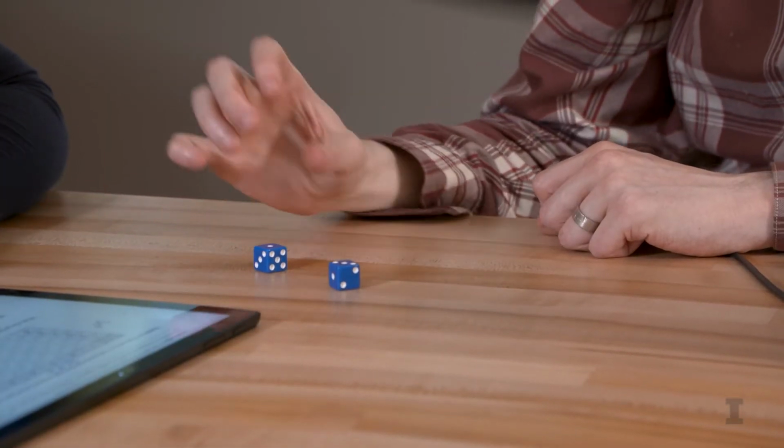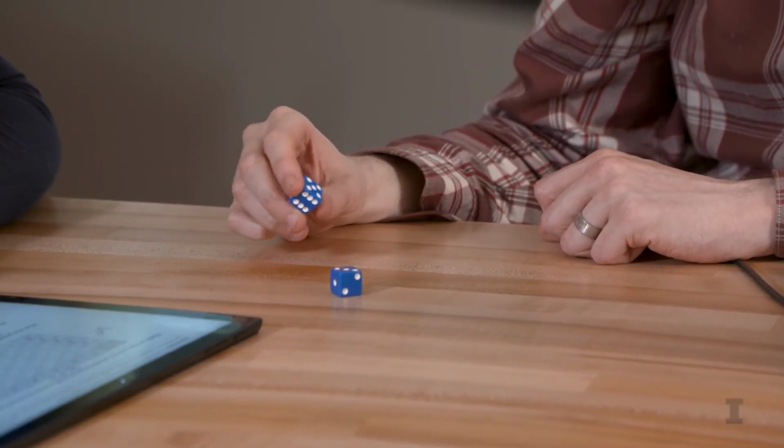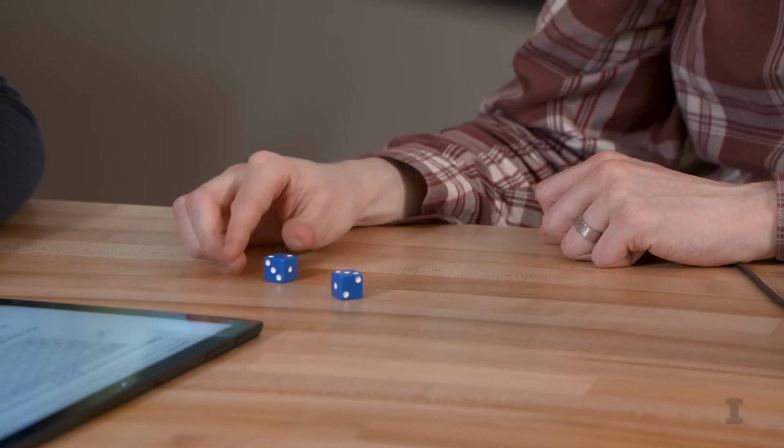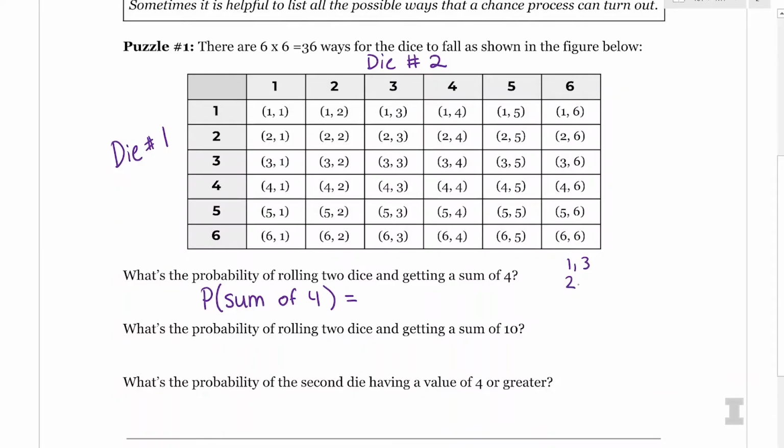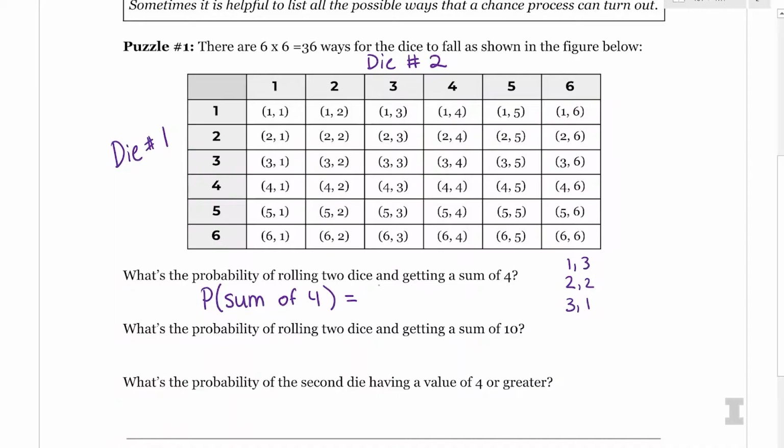If I think about the dice, I'd say the first one might be a 1, and then the second one would have to be a 3. Then if the first one was a 2, the second one would have to be a 2. And if the first one was a 3, the second one would have to be a 1. Exactly, and I think that's it, right? I think that's it, yeah. So that's 3 outcomes out of 36 total possibilities, and I could write my probability like that.